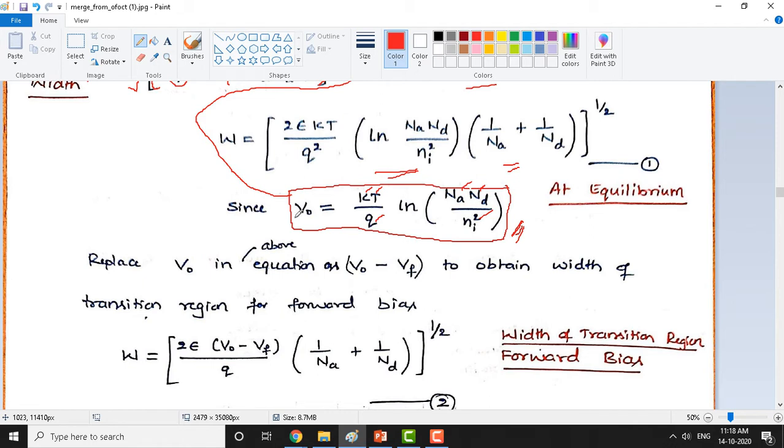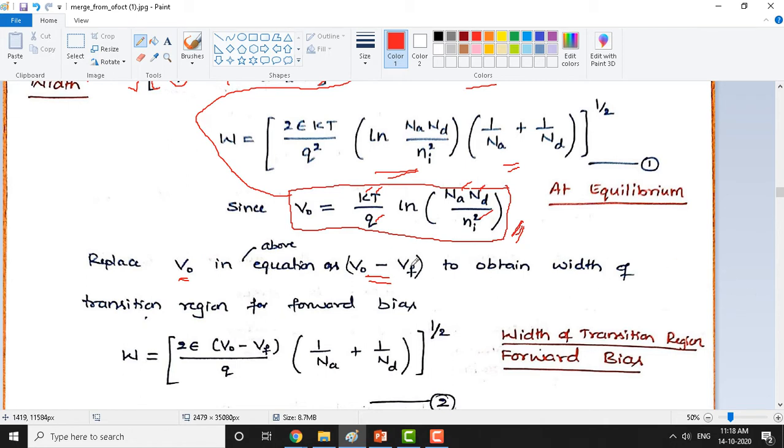Okay. Now let us see what happens to V naught when we apply forward and reverse bias. In yesterday's class we discussed this. What happens to V naught, the barrier potential across the junction, when forward bias is applied? We need to replace V naught by V naught minus Vf for the forward bias condition, because the barrier potential is decreased by the factor V naught minus Vf at the junction.